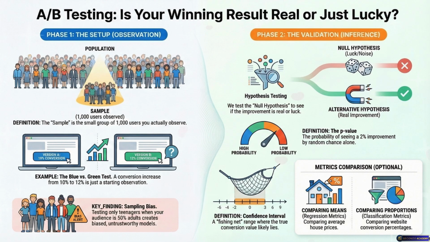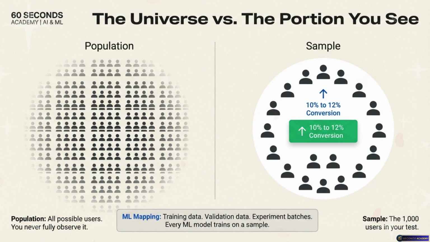But here is the critical question the senior engineer asks. Did the green button actually cause that behavior change, making it truly superior, or did you just get incredibly lucky with the specific 1,000 people who happened to log on during your test? That is the multi-million-dollar question, quite literally. And to answer it, we have to formally define the two distinct layers of reality at play here.